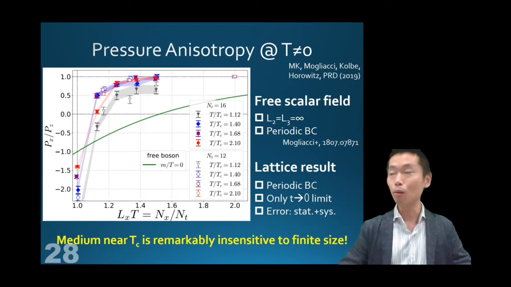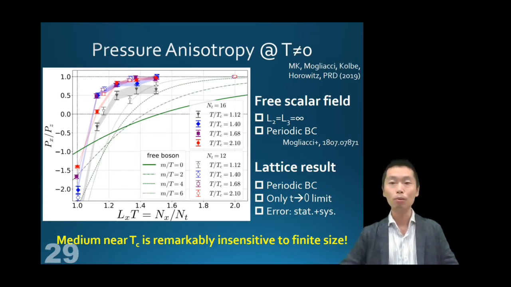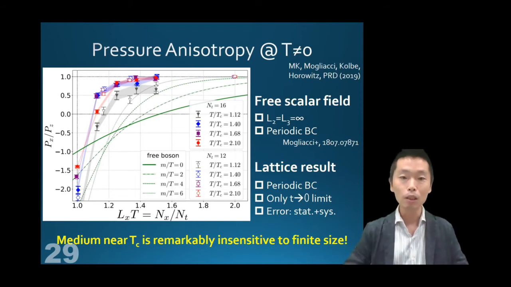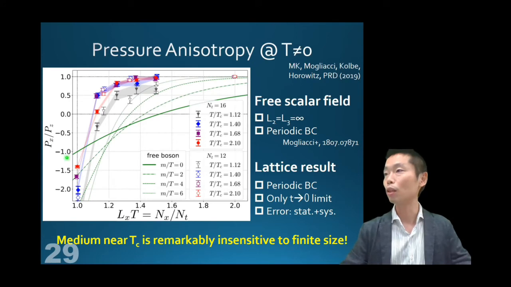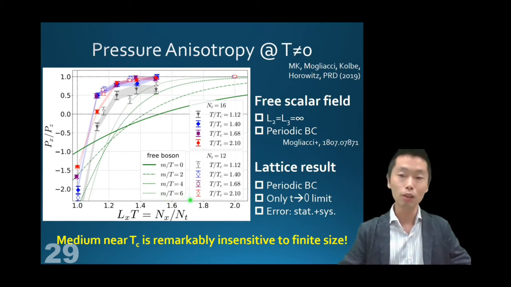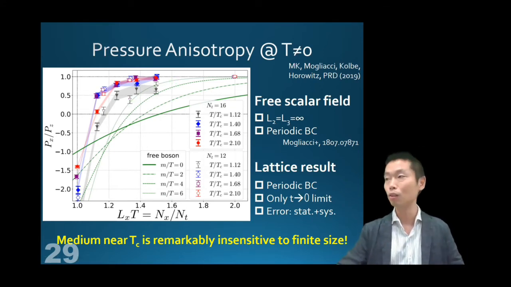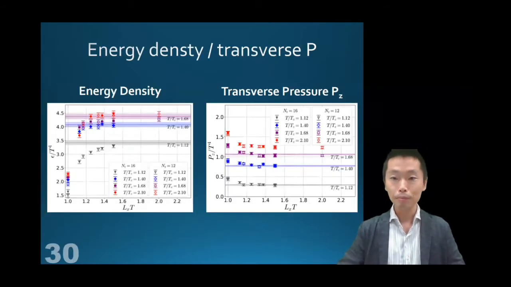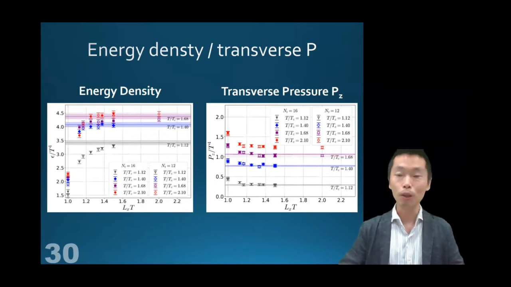One of the possible answers would be the effect of the non-zero quasi-particle mass of gluons, for example. Because this solid line is obtained with massless free boson theory, I show the result with massive free boson theory here and here. Then you see that even if the quasi-particle mass is 6T, this dotted line cannot reproduce the lattice result. So still this result is strange. And this is the individual components, but I skip this slide.